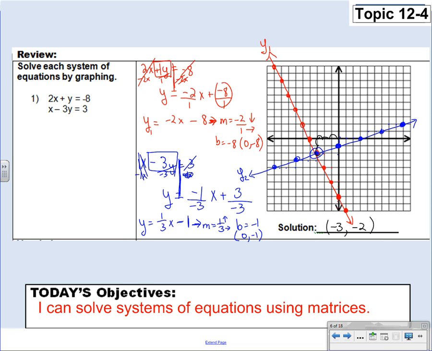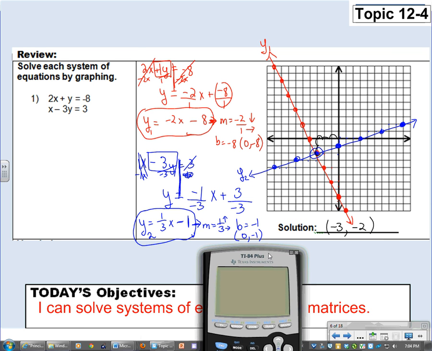This was one method in order to graph and solve. The other method we could have used would have been to put this into the calculator and let the calculator solve it for us. So in the calculator, we have our first equation. y1 is negative 2x minus 8. And then our second equation is a positive 1/3 x minus 1. So let's show it on the calculator.